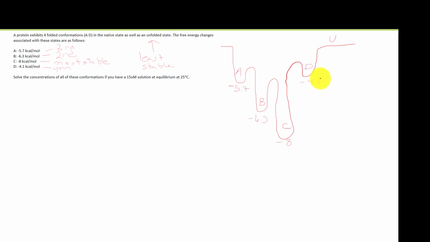And so it should rank like this. D should be higher than A by some amount, then B should be lower than A, and C should be the lowest. So that's a little sketch for us. We should have the most protein in C and the least protein in the unfolded state.